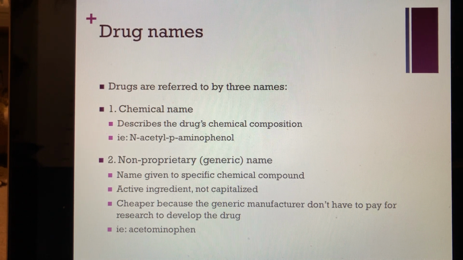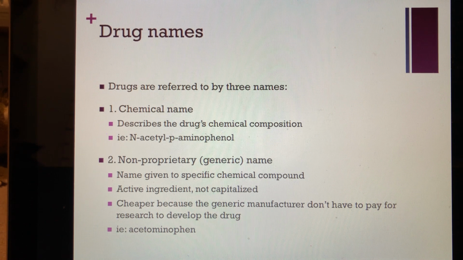So drugs, there's typically 3 names for each drug. So we're going to play a bit of a game here and see if you guys can recognize these. All 3 are talking about the same drug. So the 3 names that drugs have, the first name they have is the chemical name. So the chemical name basically describes the drug's chemical composition. So the example I have for you here is N-acetyl P-aminophenol. Okay, do you guys know what that is? Any ideas? Any clue what drug that might be?